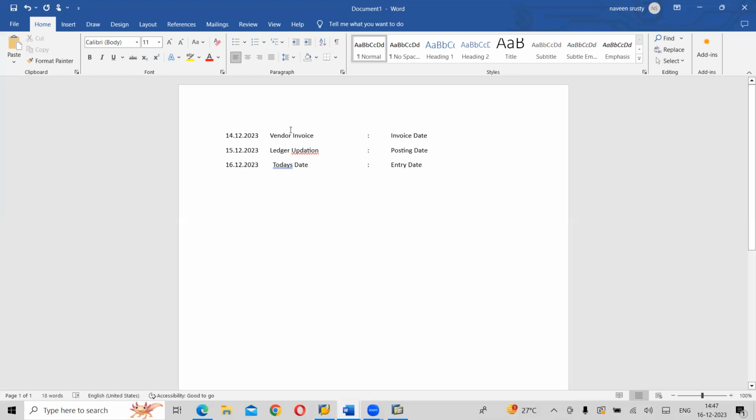These are dates only. The vendor has prepared the invoice on the 14th of 12th, that is nothing but your invoice date. He has sent the invoice through courier and we received it on the 15th, and we are supposed to enter it in the books of accounts on the 15th. But we missed it. The posting should happen on which date? 15-12. So when we receive an invoice, we are supposed to enter it in the books of accounts, and that is considered as the book posting date. But have we entered on the same day? No, we missed it and entered on some other day. The day when we enter the transaction in the books of account is considered as the entry date.